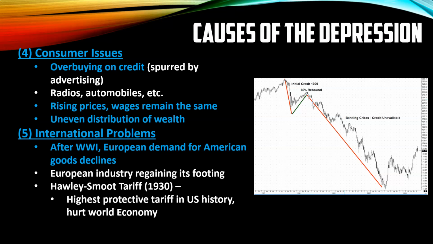Now, some other problems, you have these consumer issues, and this is the fourth reason for the Depression. Many people had overbought on credit, which was spurred by advertising, things such as radios and automobiles, and with rising prices and wages remaining the same, people couldn't afford it. So here's the problem. Prices are rising, so people are forced to take out credit to try to continue to afford what they want. Their wages aren't increasing because the businesses can't sell enough to justify increasing their wages. And so you have this huge uneven distribution of wealth.